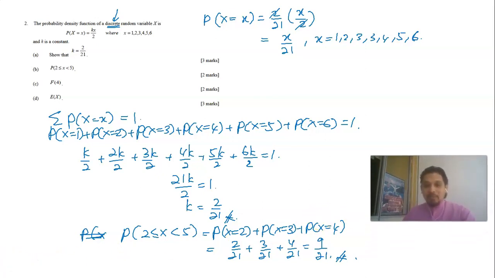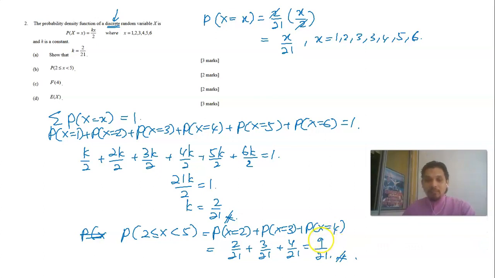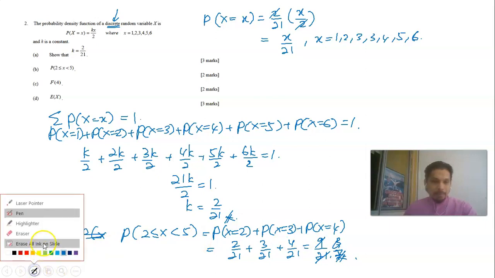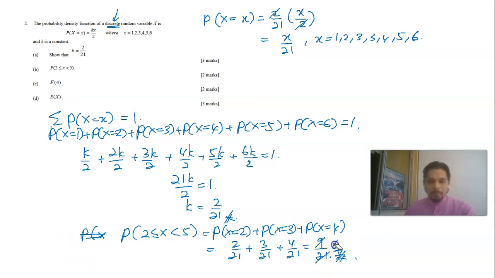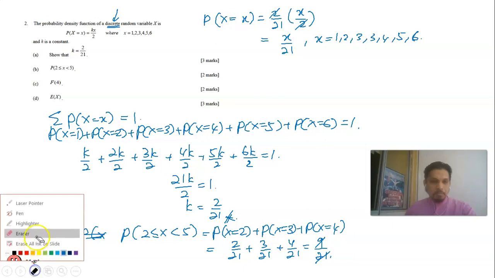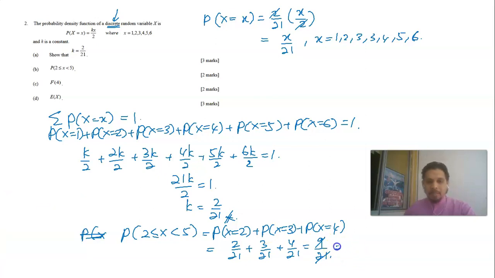Okay, I might have forgotten something here, where we can simplify this: divide by 3 equals 3 and divide by 3 equals 7. Okay, 3 over 7.